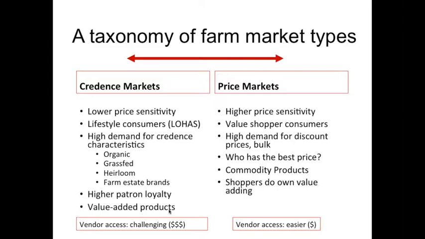So again, these are broad generalizations, but it's important. I think when we get into trouble is sometimes when people go into selling at a price market and they have expectations that they're going to be selling at a credence market, or they'll try to make those consumers into credence market consumers. And some people don't want to pay $3 a pound for their tomatoes, no matter whether it's certified organic, whatever. They're looking for a tomato at a good price, and even better if you can sell them some bulk tomatoes so they can put them up in their salsa or in their tomato sauce.